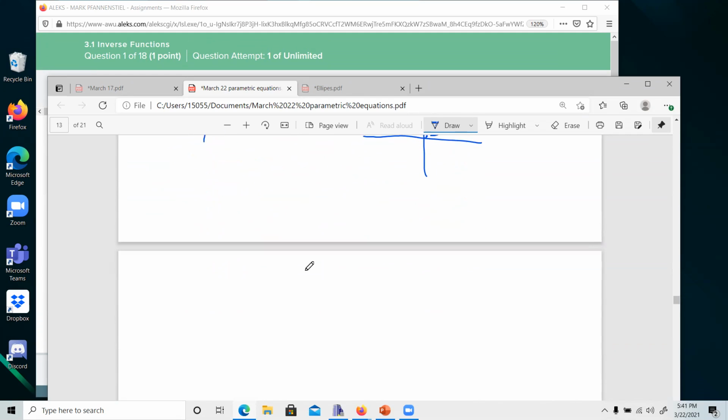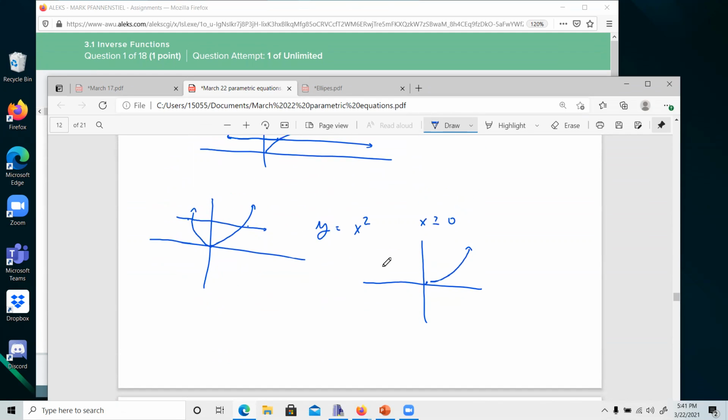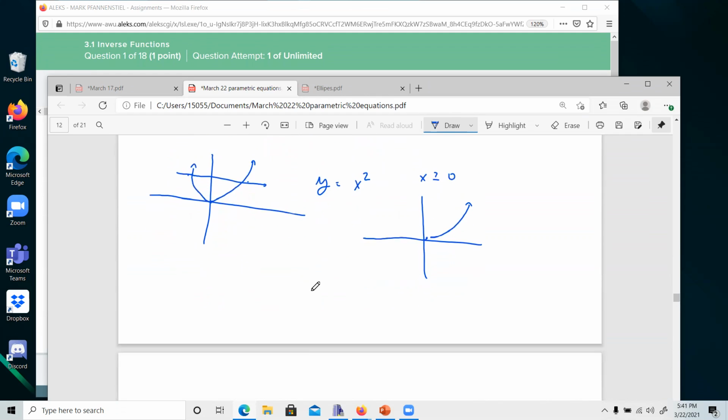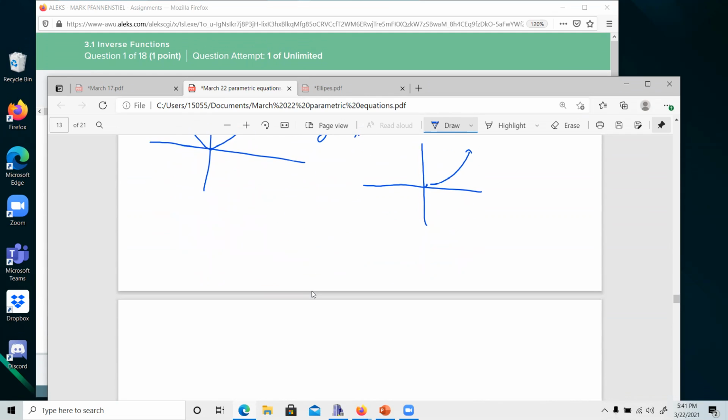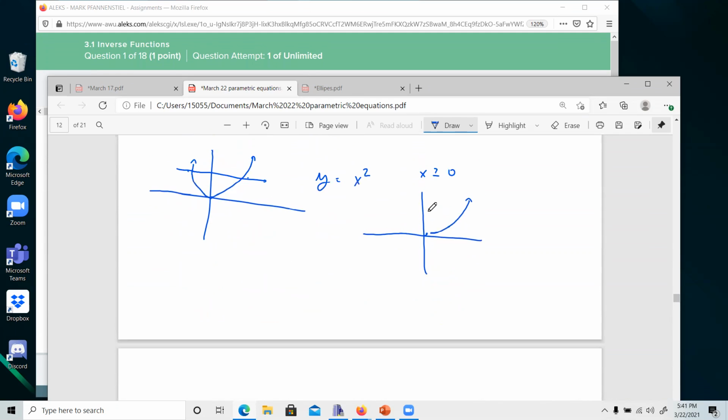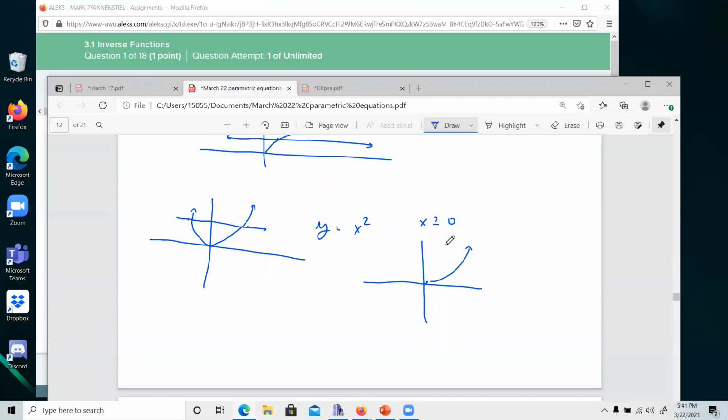Okay, lines pass the horizontal line test. y equals x, 1 over x passes the horizontal line test. A lot of functions just do this without any restriction to the domain. But there's going to be times where you're going to have to do this.